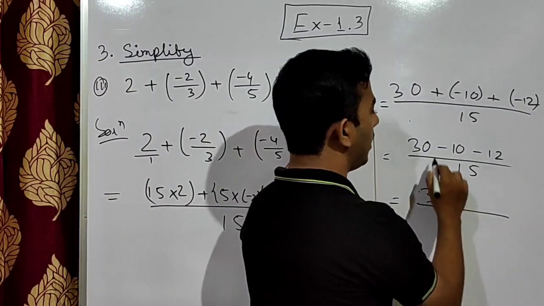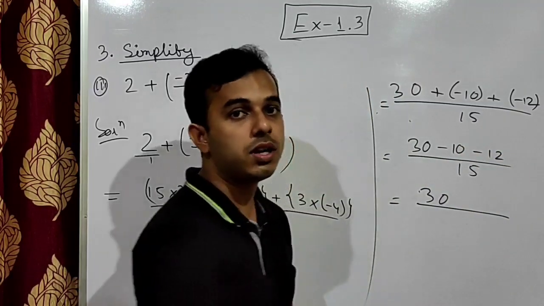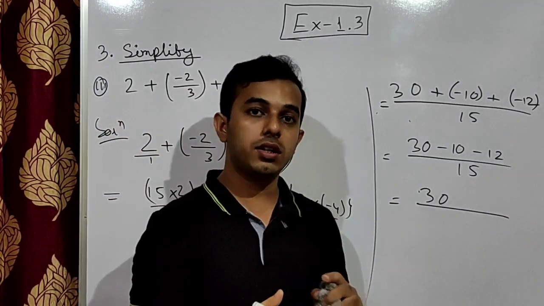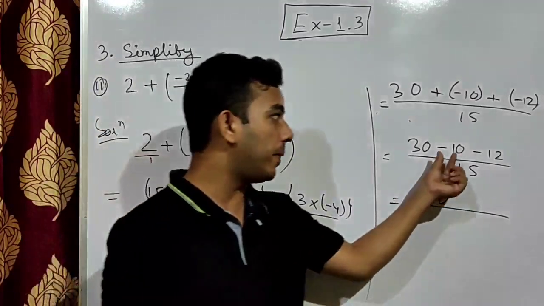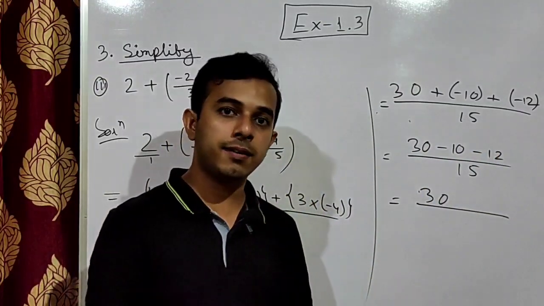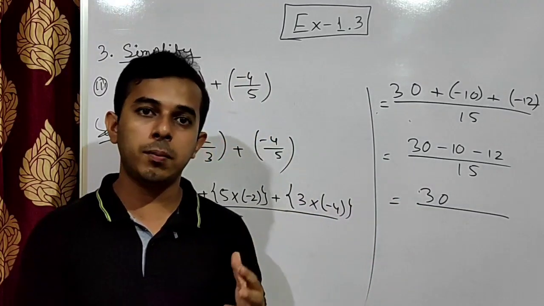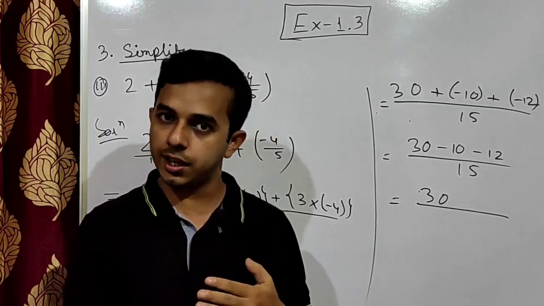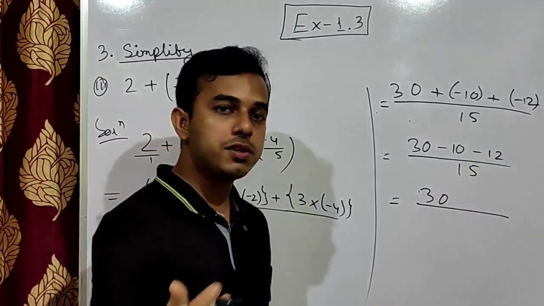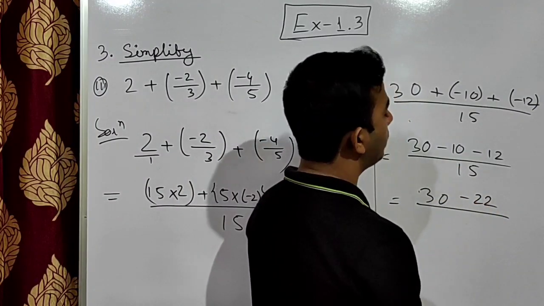We will find the sum of these two negative numbers. First we write 30, then minus 10, minus 12. When we add two negative numbers, that is minus 10 and minus 12, we find the sum of both the numbers, and their sign will be negative. So first let us find the sum of 10 and 12. 10 plus 12 is 22, isn't it? Now what will be its sign? Its sign will be negative, divided by 15.